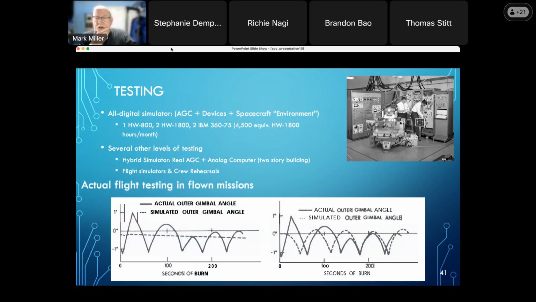But in this test in Earth orbit, they discovered that they were not modeling a particular aspect of the bending mode of the spacecraft correctly. So there on the left, you see the actual outer gimbal angle in a solid line and what their simulated engine gimbal angle was in the dashed line. And obviously those are hugely different. Once they came up with a new model, you get the answer on the right there, where the dotted and dashed lines don't match up perfectly, but they're a lot closer.